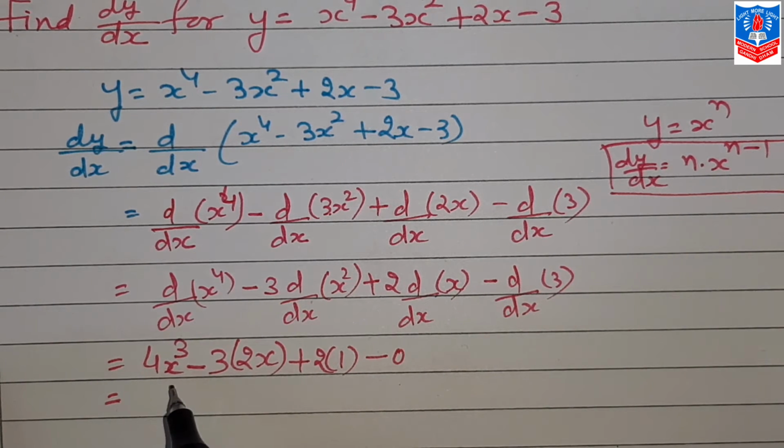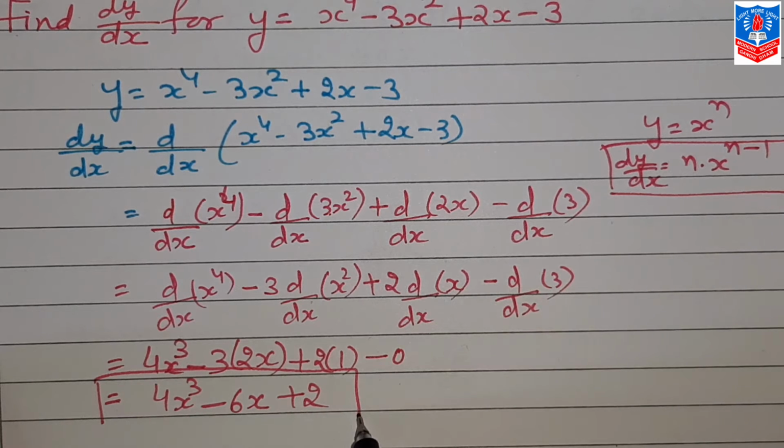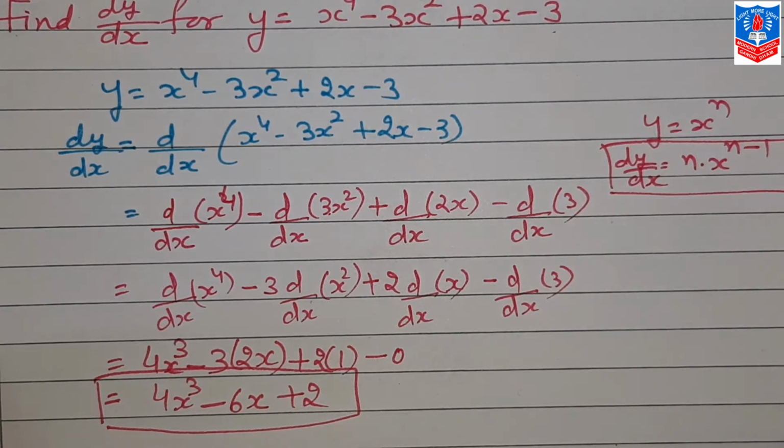So now 4x cube minus 3 times 2x plus 2. Now this is your final answer, or you can say the derivative of this equation. Hope you understand. Let us discuss one more sum of this type.